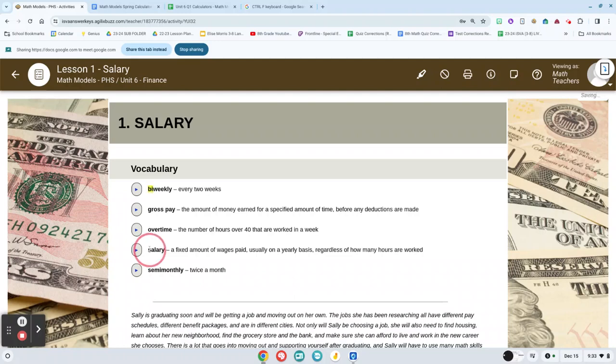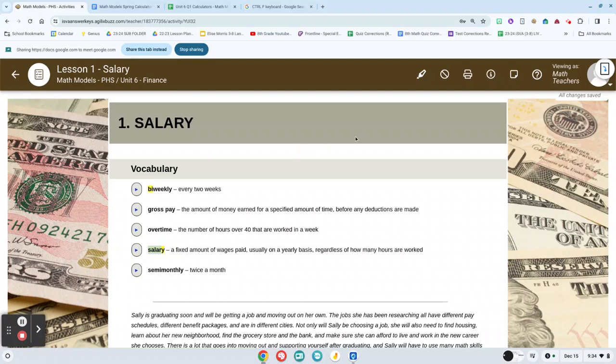Now, if you're salary, like for instance, a teacher, this is a fixed amount and it does not depend on how many hours you work. So here's an example. Teachers are given a salary and we're expected to work 40 hours a week. However, a lot of teachers work 50 hours, let's say, because they work weekends and after hours and things like that. So we are not paid any more for working 50 hours than if we were to work 40 hours because we're on salary. Semi-monthly is twice a month.